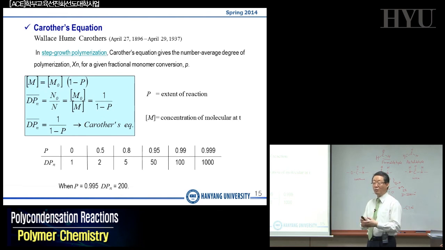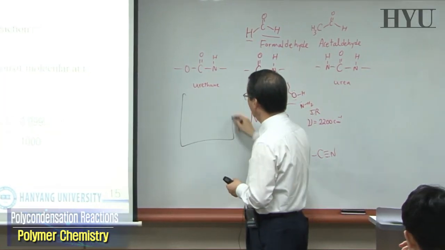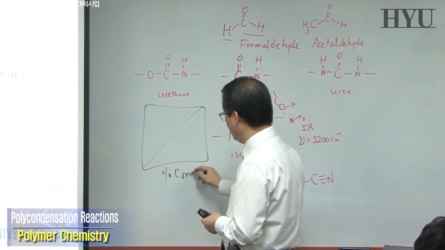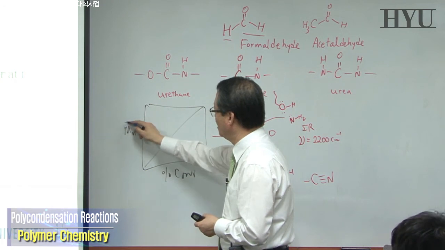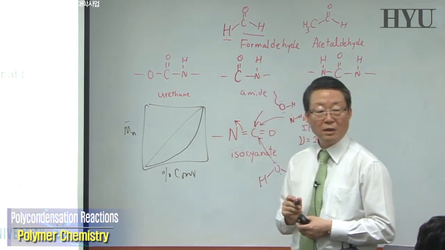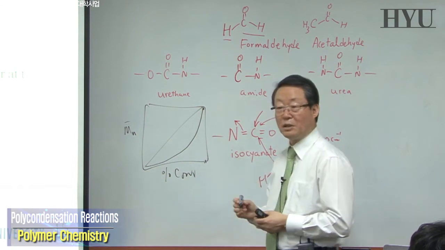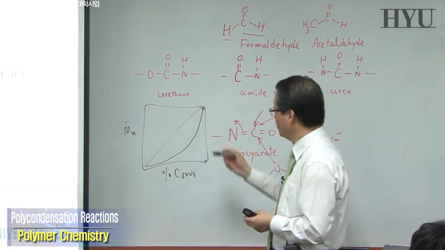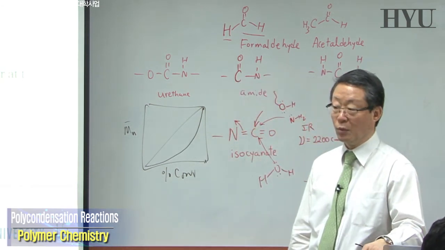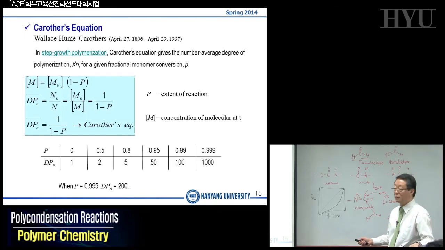That's why if you go back to your plot of percent conversion versus the molecular weight, step growth polymerization is following this line, right? So conversion should be over 99.5% in order to achieve a decent or reasonable molecular weight. And this could be described by the simple Carothers equation here.